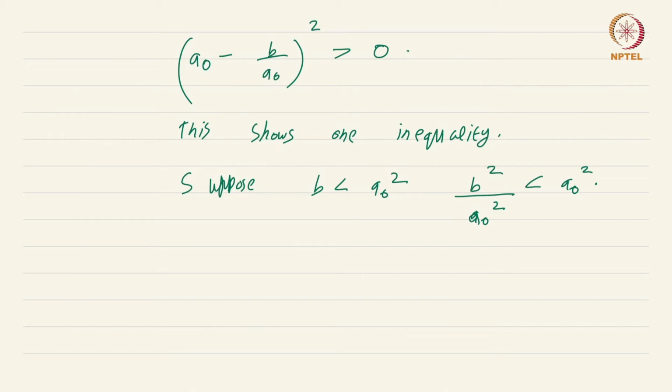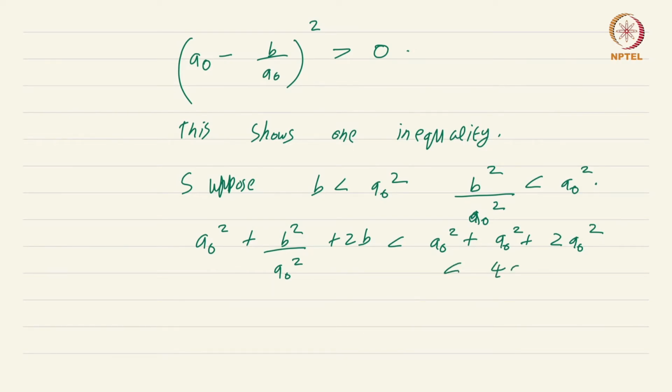Okay, so this just means that a0 squared plus b squared by a0 squared plus 2b, this is just the middle term multiplied by 4, is less than a0 squared plus a0 squared plus 2a0 squared. Okay, so I have just used repeatedly the fact that b is less than a0 squared and b squared by a0 squared is less than a0 squared, and this is less than 4a0 squared as required.